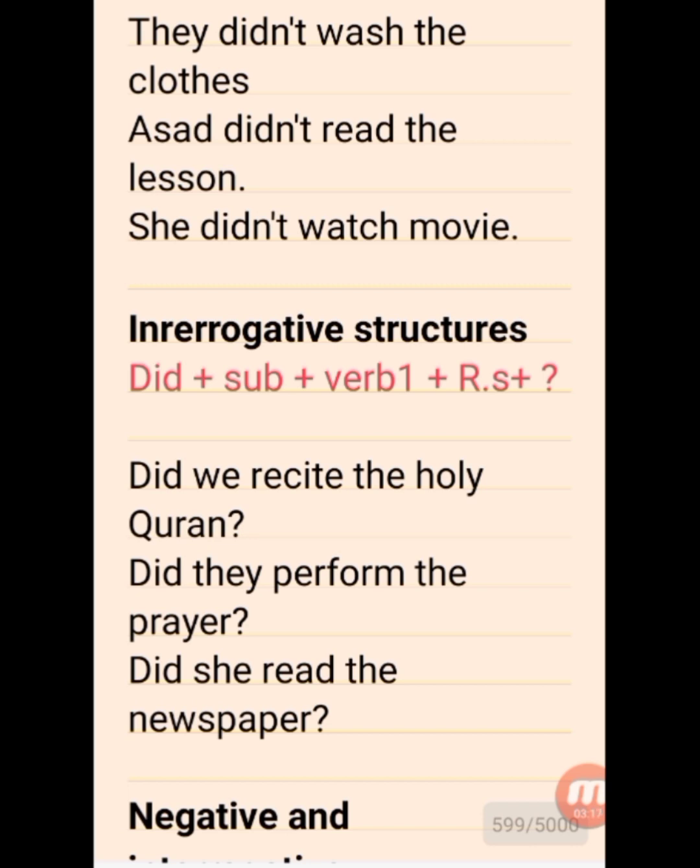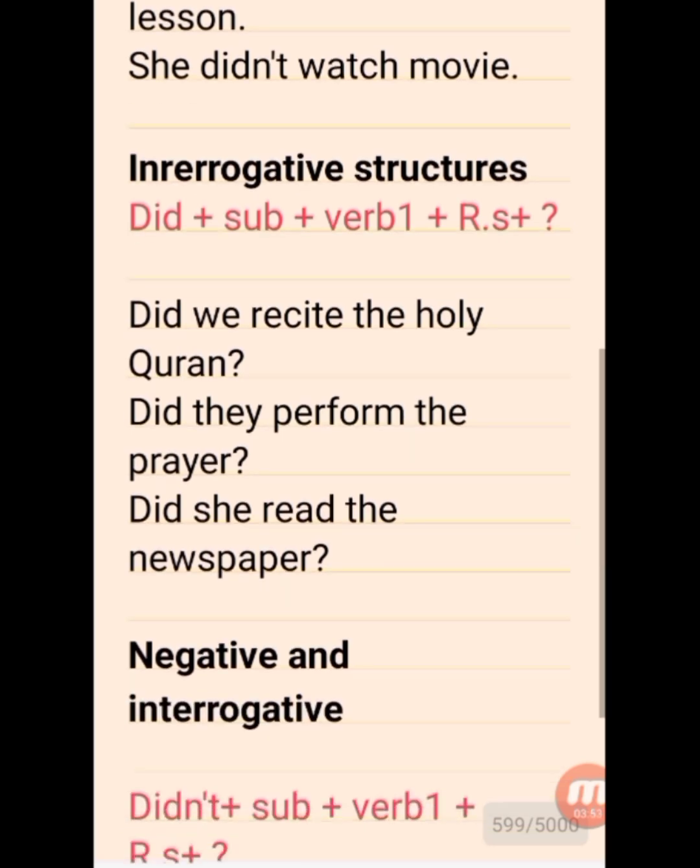Interrogative structures. Here we will have to put first the auxiliary verb, then subject, then first form of the verb plus rest of the sentence plus question mark. So here it is called interrogative structures. In interrogative structures, we always put the auxiliary verb at the beginning of the sentence. Whenever an auxiliary comes at the beginning of the sentence, the translation should be started with kiya. So here I have written few examples.